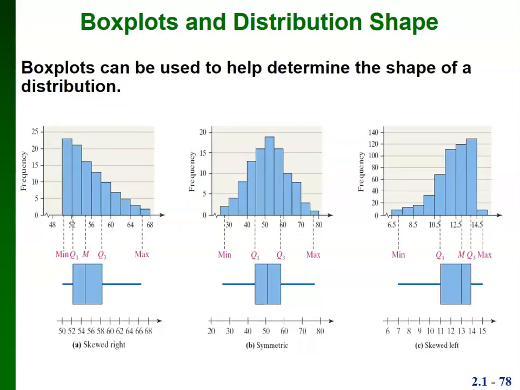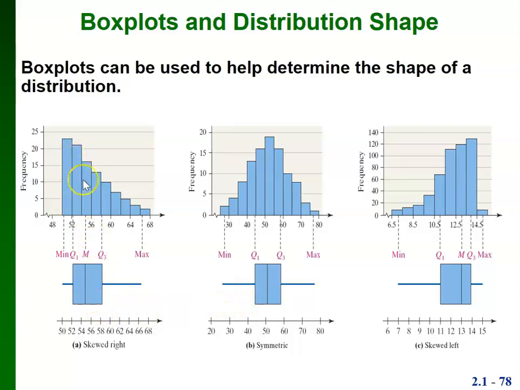One thing about box plots is that they can also help us determine the shape of a distribution, whether it's skewed right or symmetric or skewed to the left. If we look at this one in the middle, here's a histogram of the data, and this looks pretty well bell-shaped. And if we look at the box plot, notice how symmetric it is. The whiskers are about the same length on each side, and the box is pretty much in the middle between the two. And the median is pretty close to being in the middle of the box. That would tell us that we have an approximately bell-shaped distribution.